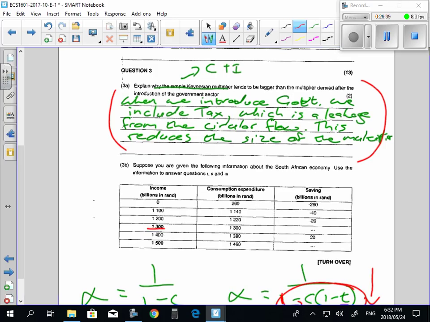from 1,300 to 1,400, it is a 100 increase in income. And what you will see here is an 80 increase in expenditure. So when I increase my income by 100 rand, my expenditure has increased by 80 rand. Which obviously means I must have done something with the last 20 rand. I saved it. Okay, so the reason I use that, percentages.